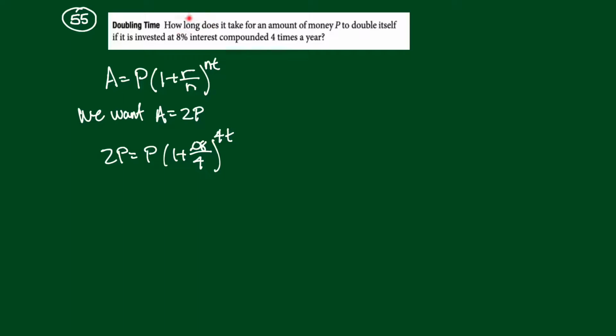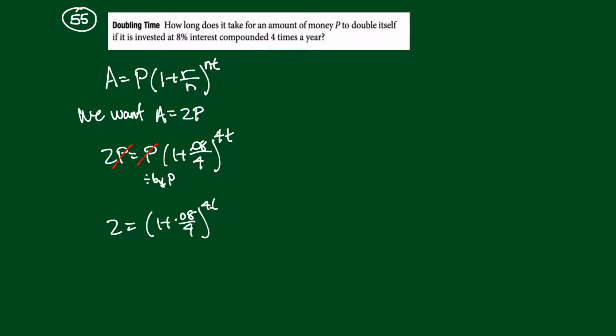Now that's what we're trying to get here, is t. Right, we want to get t. How long? So that's t. All right, now I want to solve for t. t's in the exponent, so this is an exponential equation. Let's start disconnecting things from that t. So how about we eliminate the P? Now it's multiplying, so I'm going to divide by P. If I divide by P, the P's will cancel. That's nice, so we'll get 2 is equal to the quantity 1 plus 0.08 over 4 to the 4t.